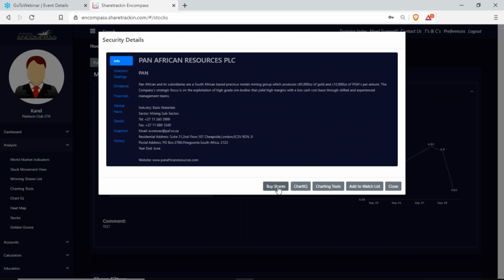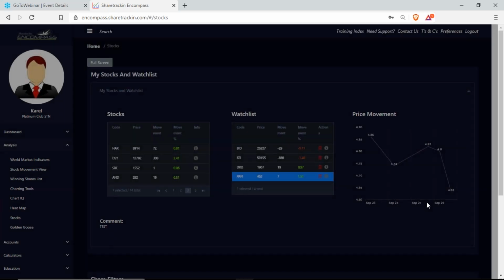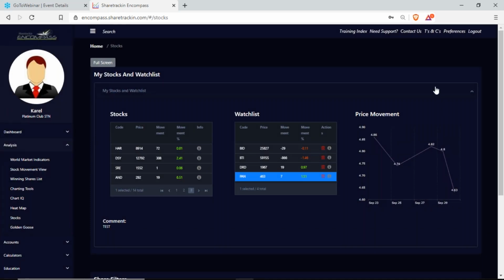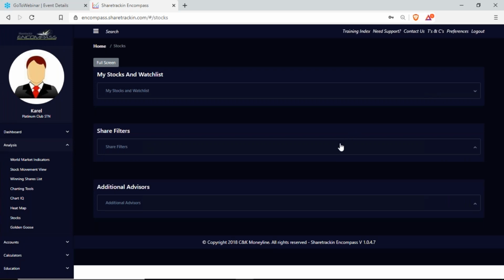From here on, I can buy my shares. If we do have some time left tonight, I will go through the buying process as well. Your ChartIQ, that's where I view my charting. The charting tool, this is a smaller view of the chart. This is something that we built. You can add it to the watch list, or you can close your window. So let's say close. Then I have my share filter. And then the one we are going to do tonight, your additional advisors.